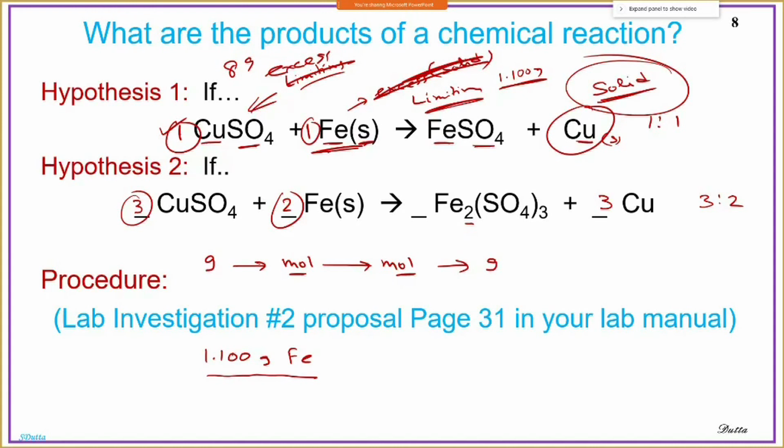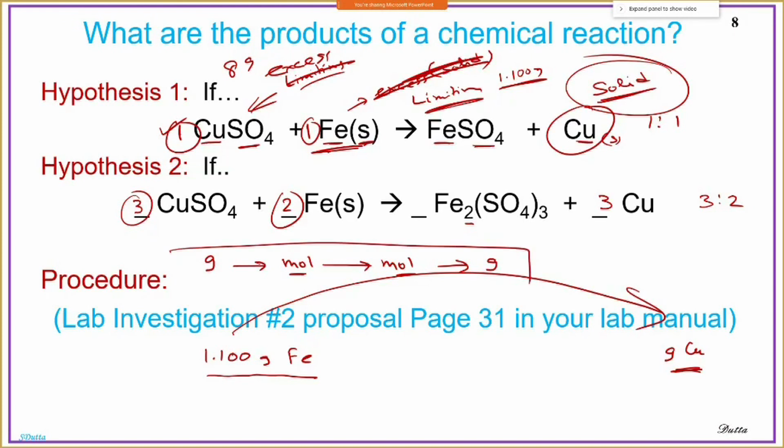Right on your left, what you are looking for is the grams of copper. That is your goal. So you have a destination. You go from here to there. And what is the route? This is the only route you can take.